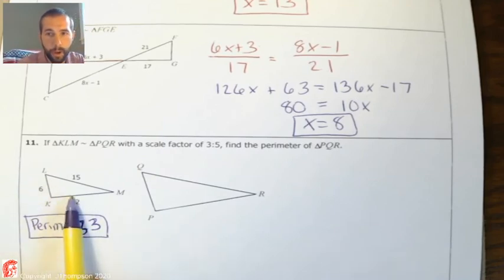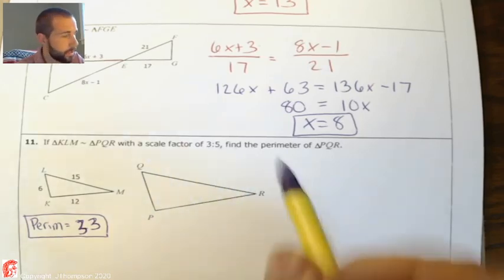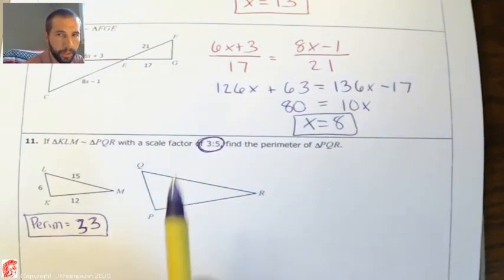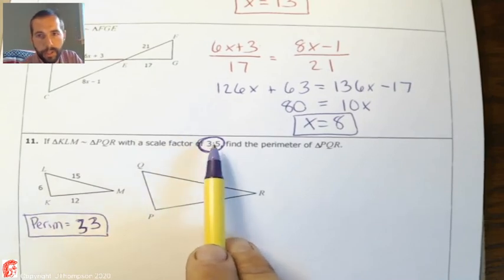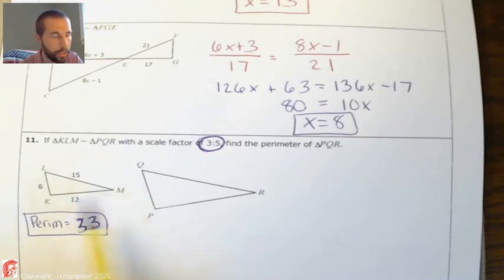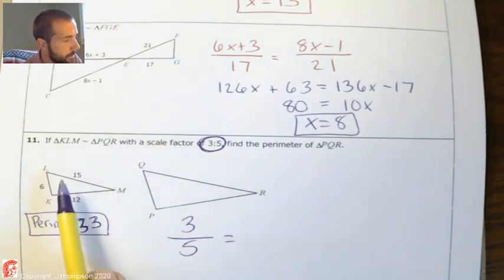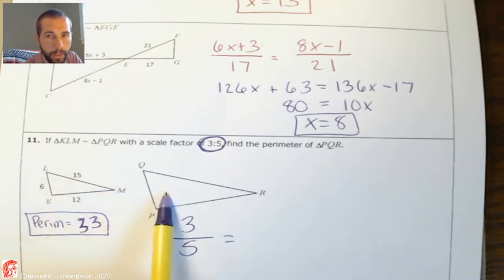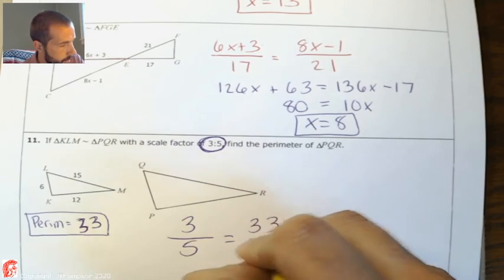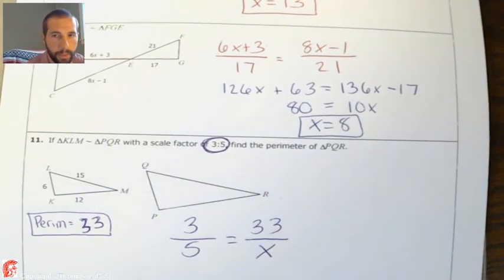So if the perimeter of the small one is 33, they want us to find the perimeter of the big one, if the scale factor is 3 to 5. So 3 to 5 is comparing the little one to the big. So there's the small number first, the big number second. So they would be comparing small to big. So we're going to set up a ratio. 3 over 5 equals, so that would be small triangle to big triangle equals, now we're going to do the small perimeter over the big perimeter, which we don't know, so I'm going to put an x. So that's how we would set that up.